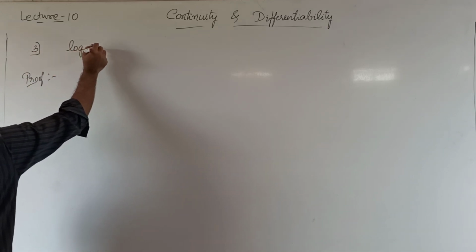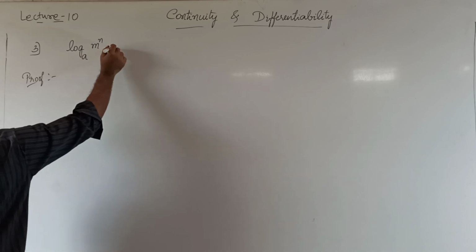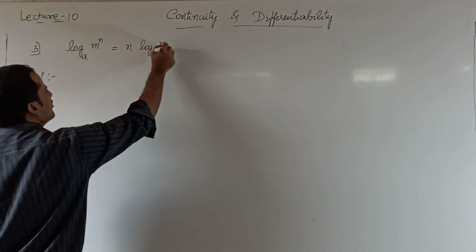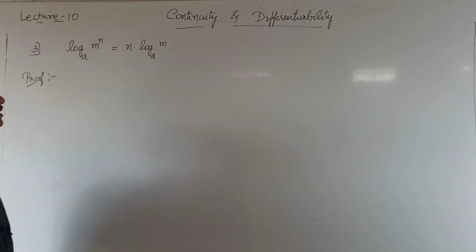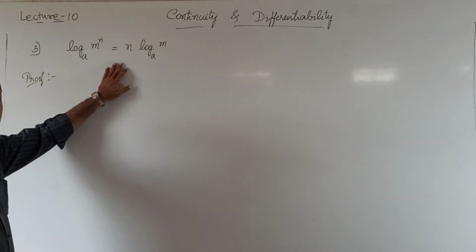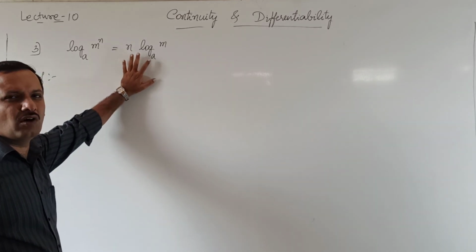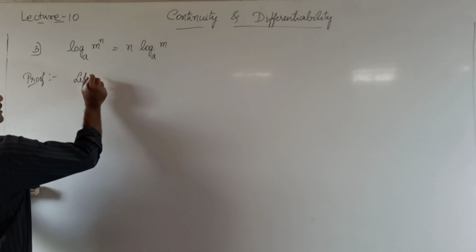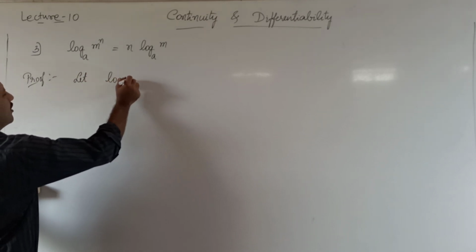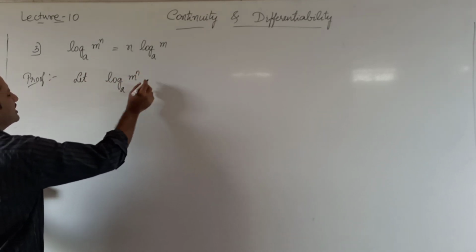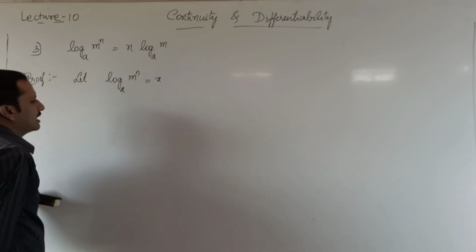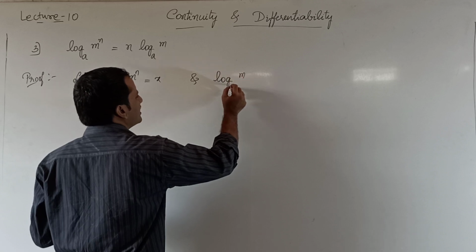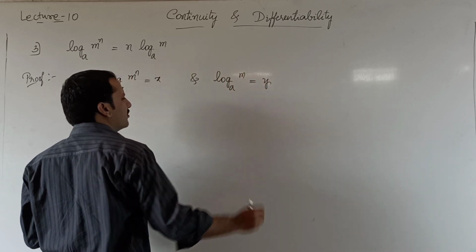Log m power n to the base a is equal to n into log m to the base a. Proof of this: let log m power n to the base a be equal to x, and log m to the base a be equal to y.